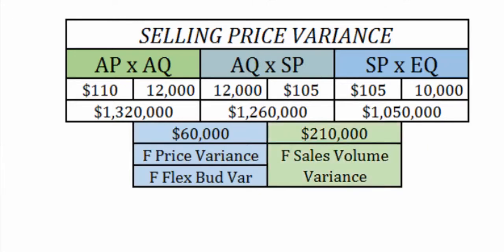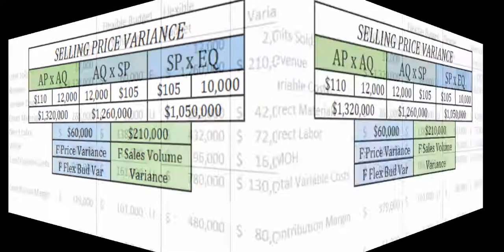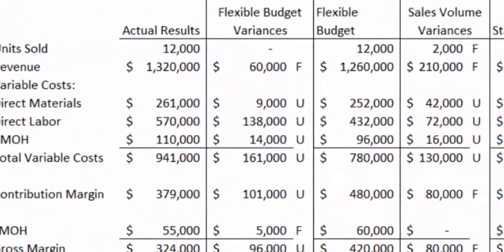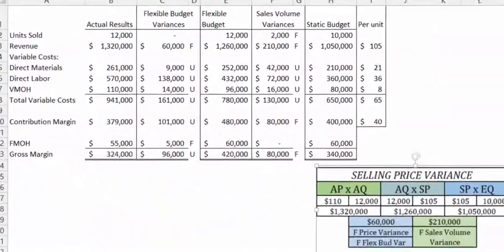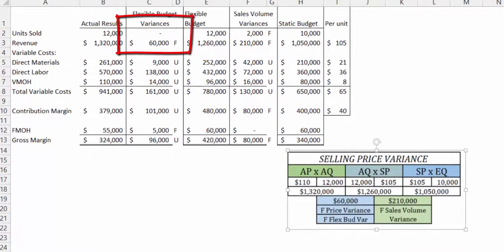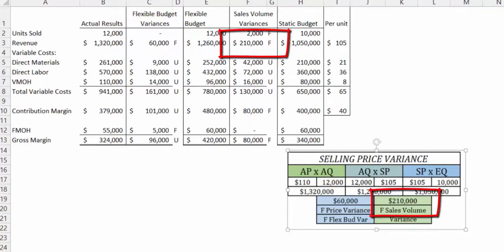So now I've shown you a different way of getting the flex budget variance and the sales volume variance just for the selling price. And let's go ahead and see how that looks compared to what we did in the last video. You can see that the $60,000 selling price variance is shown in row 3 as our flex budget variance. And the $210,000 is the same as our favorable sales volume variance.